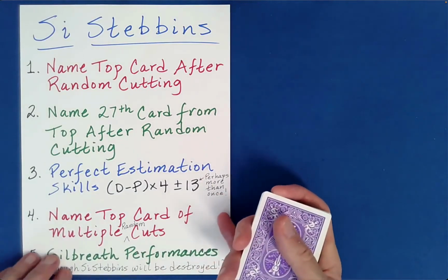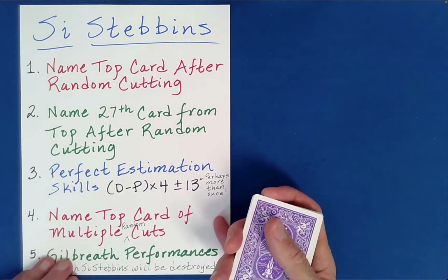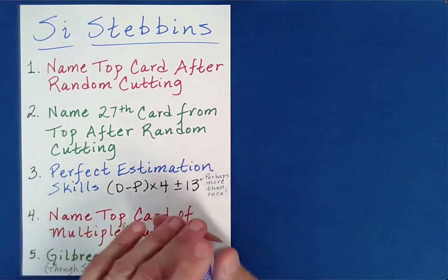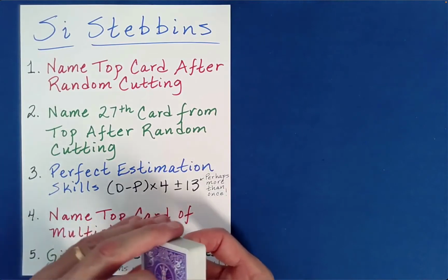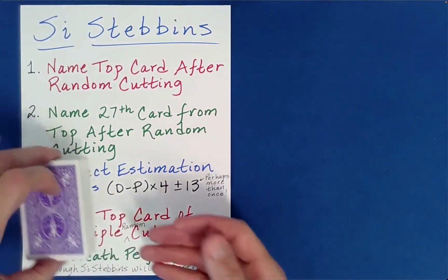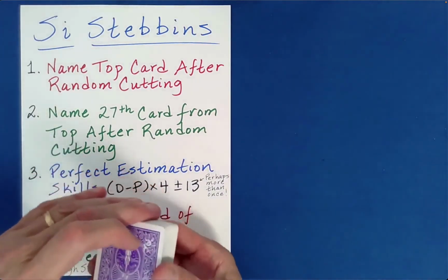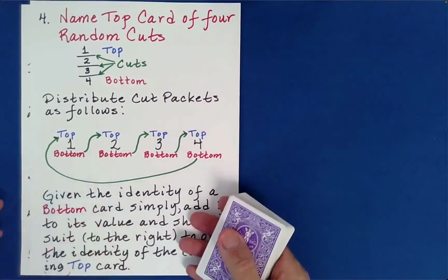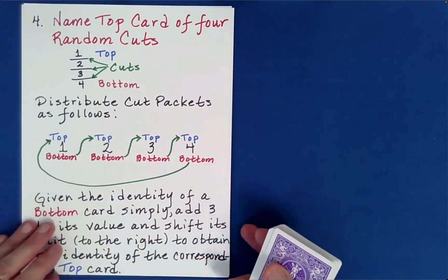Okay, the fourth one is something called naming the top card of multiple random cuts. Okay, so let me explain how this one works. So what you do here is, in fact, I have a little diagram here that will prove helpful for number 4. So maybe I'll just put that on top right there.